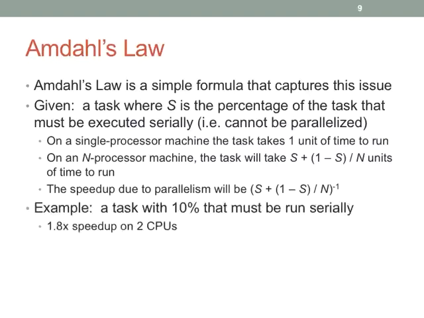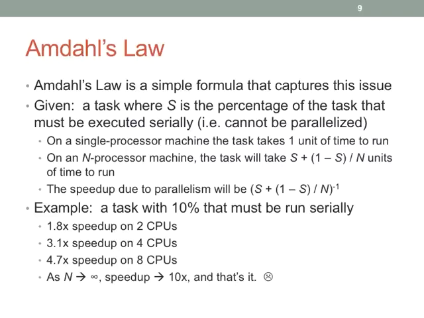So we already talked about a task with 10% that must be run serially. If you put it on 2 CPUs, you get a 1.8x speed up, 3.1x for 4 CPUs. You're already starting to get really sad because you're thinking, wow, all that effort to parallelize my program wasn't very good. 4.7 times speed up on 8 CPUs, and of course the fastest you can get it is 10x.